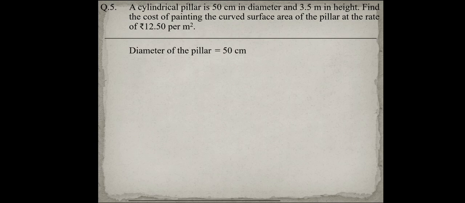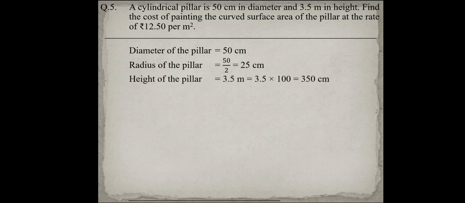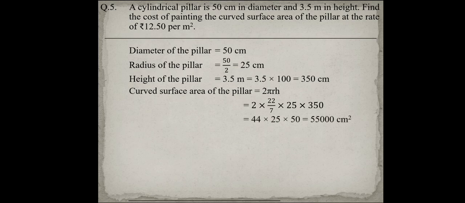So now the diameter of the pillar is 50 centimeter. It means the radius of this pillar is 50 upon 2, 25 centimeter. Height is given here as 3.5 meter. So convert this unit, 3.5 meter into centimeter, 3.5 into 100, 350 centimeter. Now curved surface area of the pillar is 2 pi rh. Put the values of radius and height: 25 into 350 into 2 into 22 upon 7. So that equals 55,000 centimeter square.